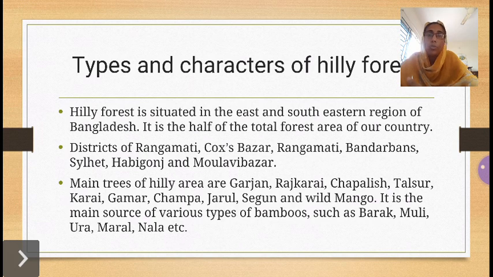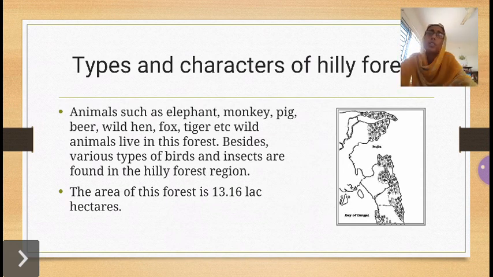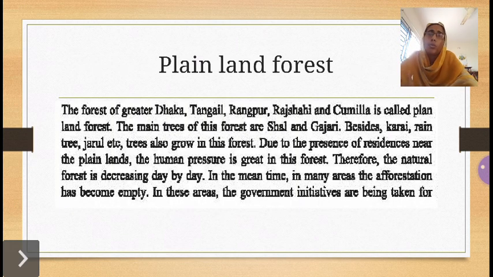So it is important for you, and it is also important to know which districts, which trees and which animals live and grow in this forest. And it is also important to know that it is half of the total forest of our country. Then we go to another forest.